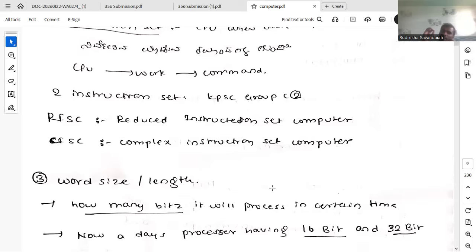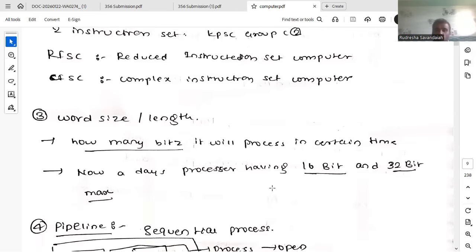RISC means reduced instruction set computer. CISC means complex instruction set computer. Word size and length: how many bits it will process at a time. Nowadays processors have 16-bit and 32-bit maximum.